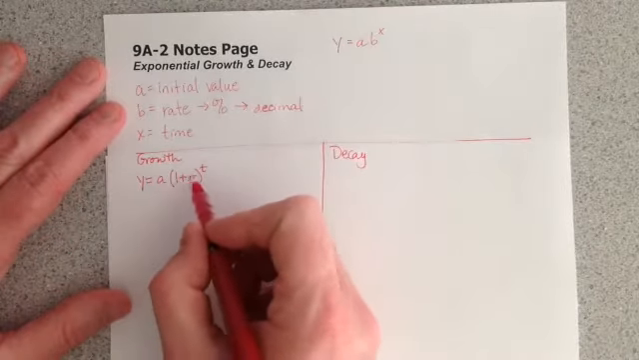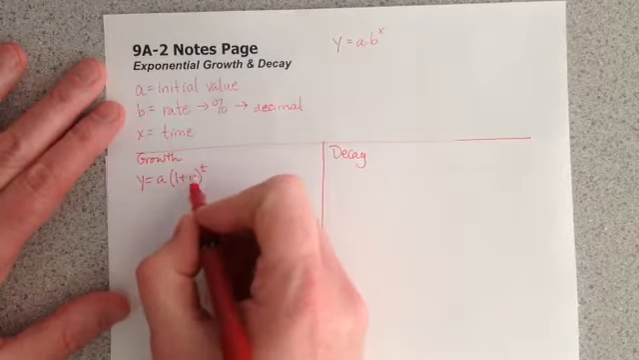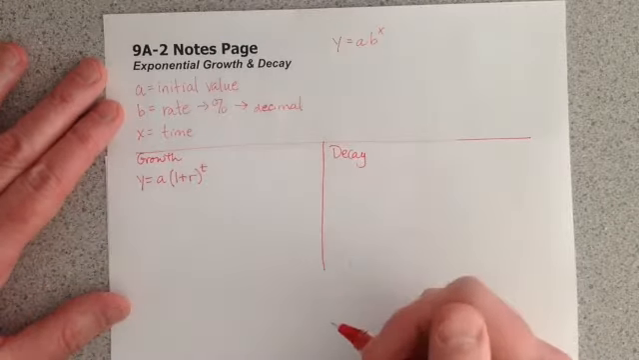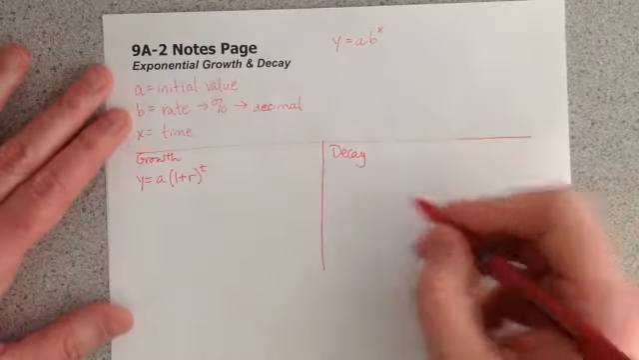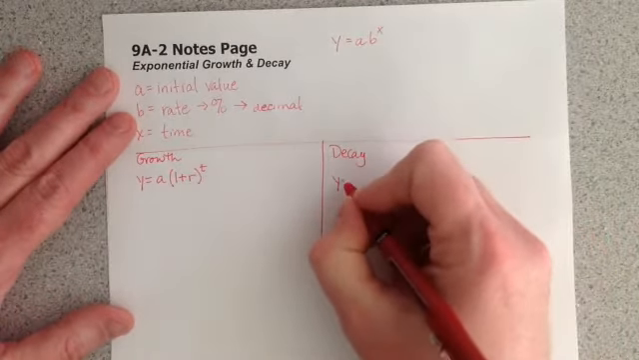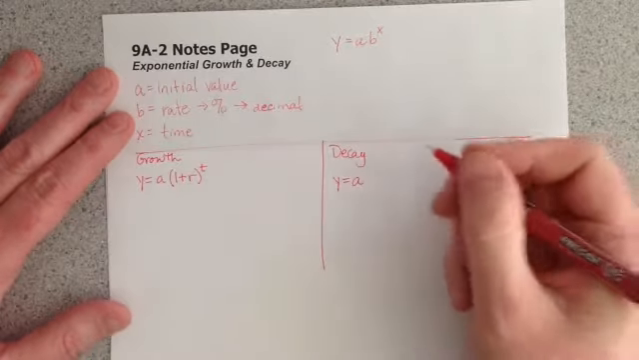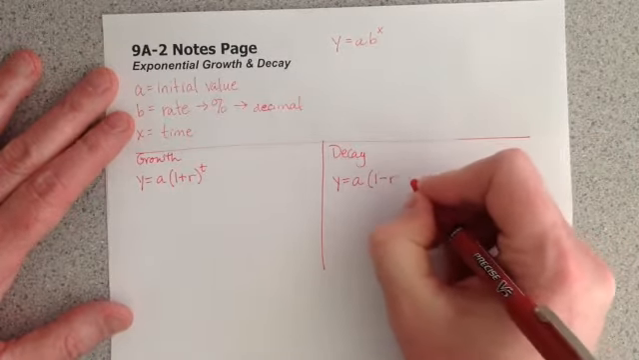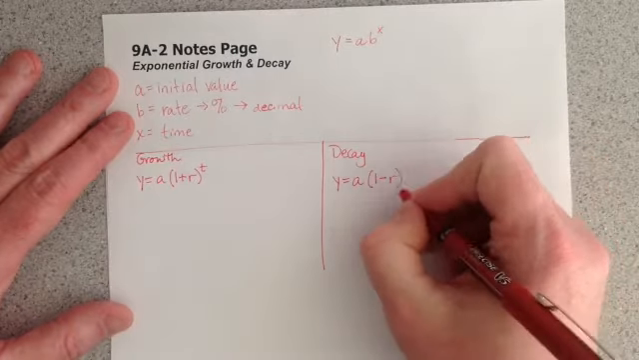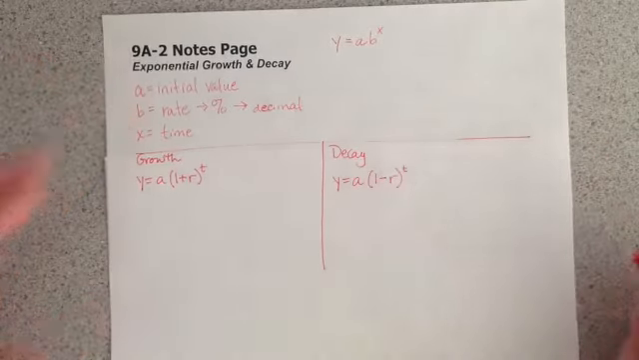Now typically when you see growth, you're going to see 1 and r already added together. You won't have them separated. So we'll look at an example in a minute. So decay would be y equals a, again, which is the initial amount, times the quantity of 1 minus r, because it's decay, it's going down, raised to the t power.